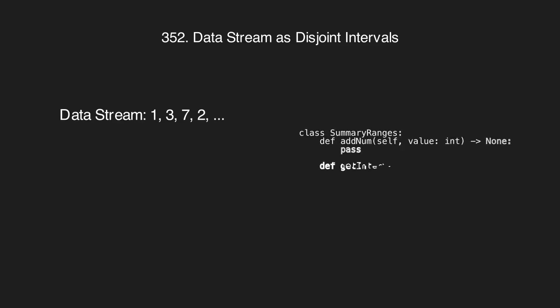Let's dive into LeetCode problem 352, Data Stream as Disjoint Intervals. We are receiving a continuous stream of non-negative integers one by one. Our objective is to design a class that can summarize all the numbers seen so far as a list of disjoint, or non-overlapping, intervals. We must implement two methods, addNumber to process each incoming integer, and getIntervals to output the current summary.